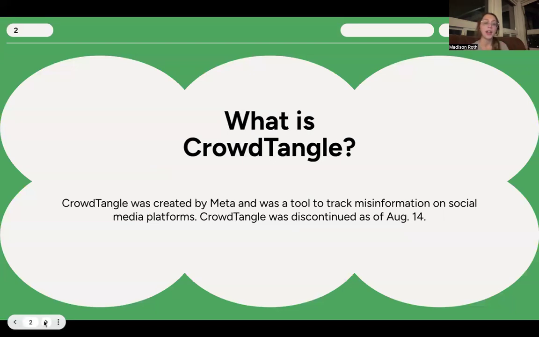But on August 14th of this year, CrowdTangle was discontinued and Meta replaced it with a different platform. But people were not happy about that and said it didn't work as well. So right now, Meta is in the process of trying to get it back to people's standards, since CrowdTangle doesn't exist.